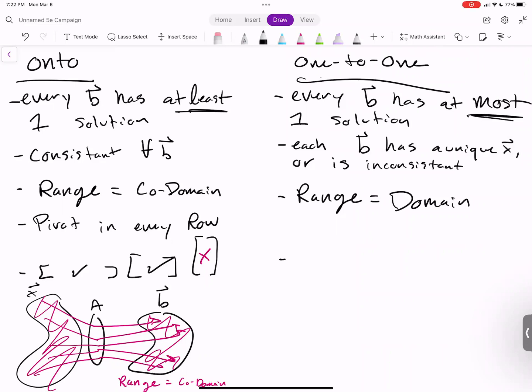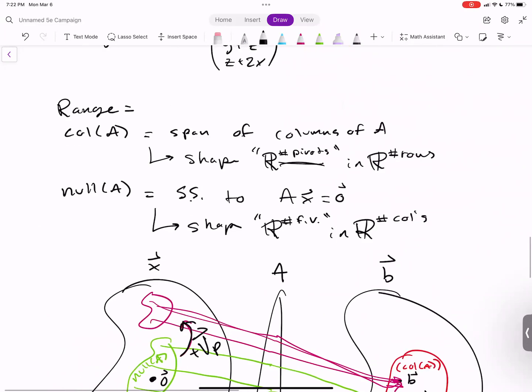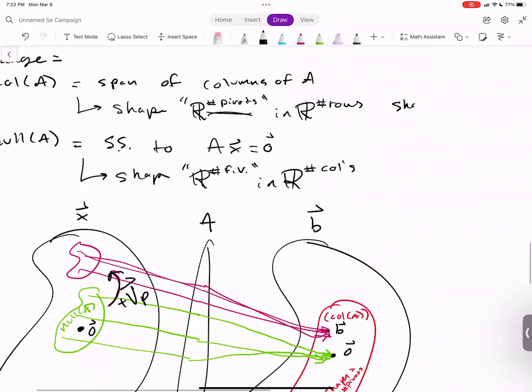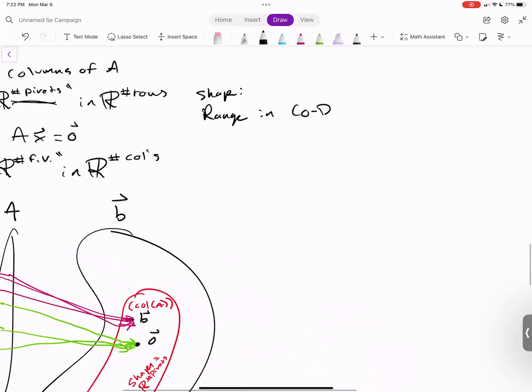Okay, yeah. So earlier when we were talking about shape, R to the number of whatever, or R to the whatever. How is range the first one or the second one? Range is the first one. Yeah, so we can rewrite column space up here. Shape, range in codomain. Okay, this is how we can rewrite that, what that looks like for columns. There's not a good reciprocal for null space. Okay, it's just in the domain somewhere, whatever shape it is.